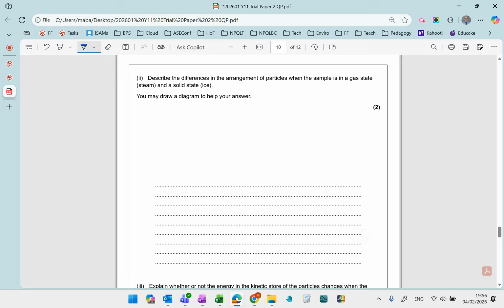Did I miss a question? No, keep going. Describe the differences in the arrangement of particles when the sample is in steam and in ice. You may draw a diagram to help your answer. So I'm definitely going to do that, because a picture's worth 1,000 words. Okay, so you can see that the way that I'm drawing this is all of the particles are the same size and they're all in a regular pattern. Okay, so they're all lined up in a regular pattern with each other.